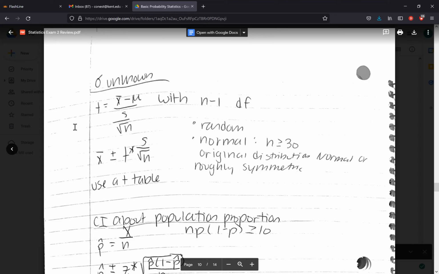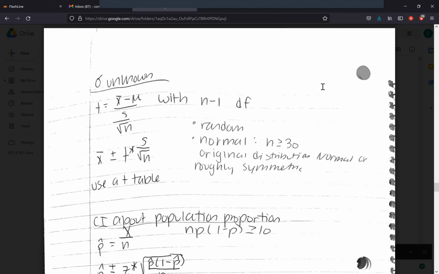And you have to make sure that the sample was formulated randomly, that it's normally distributed. So either the sample size has to be greater than or equal to 30, or it'll say the original distribution was normal or roughly symmetric.